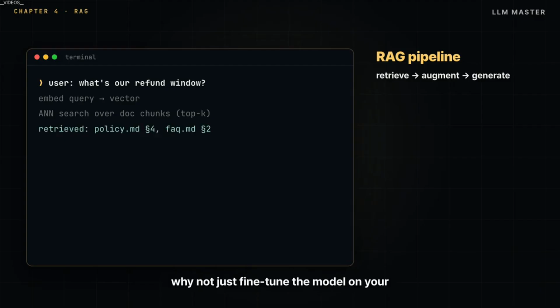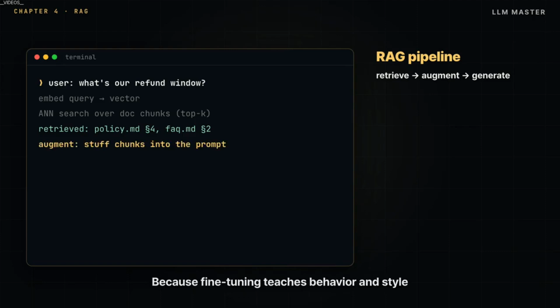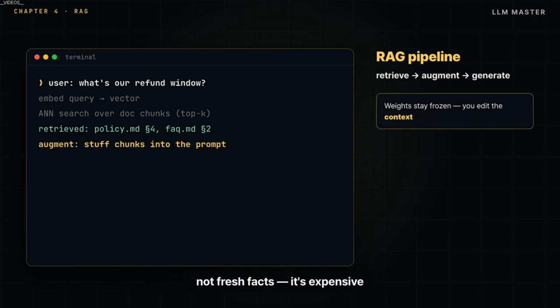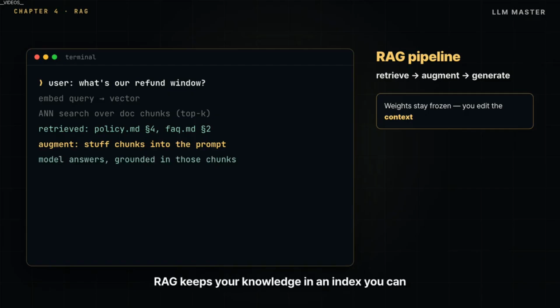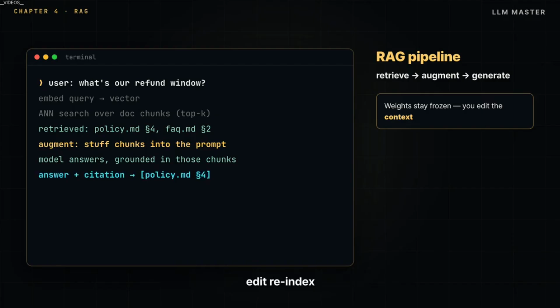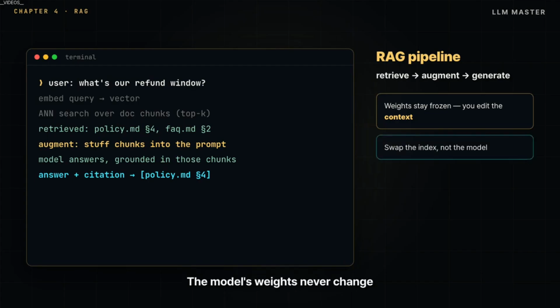Now, why not just fine-tune the model on your documents instead? Because fine-tuning teaches behavior and style, not fresh facts. It's expensive, slow to update, and it still hallucinates specifics. RAG keeps your knowledge in an index you can edit, re-index, or swap in seconds, and it gives you citations, so a human can verify the source. The model's weights never change. You're not teaching it new facts. You're handing it the right page at the right moment.